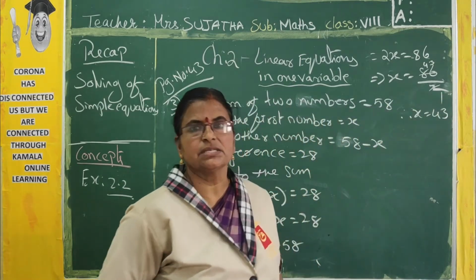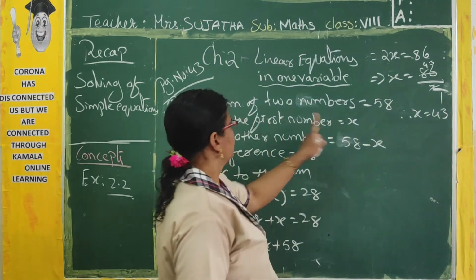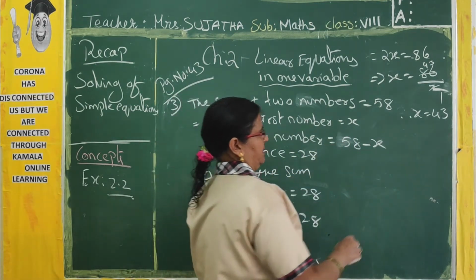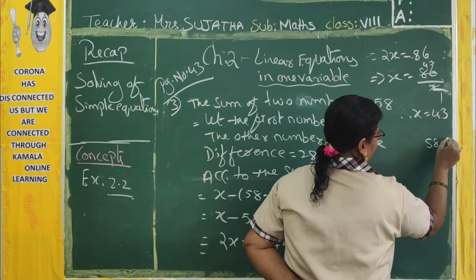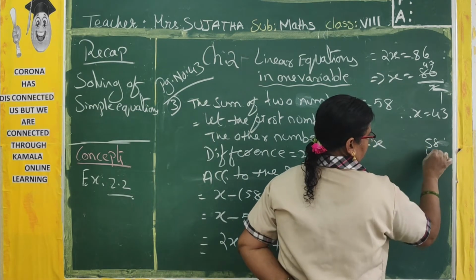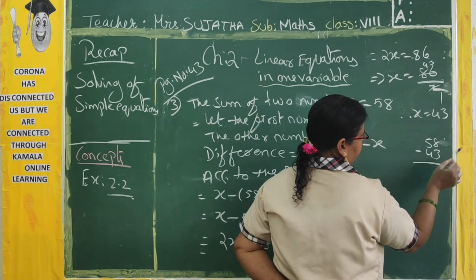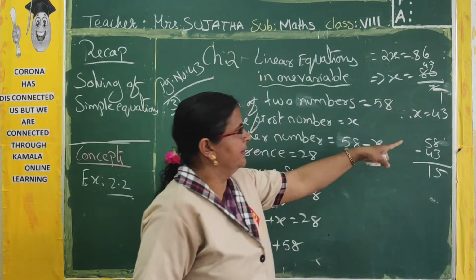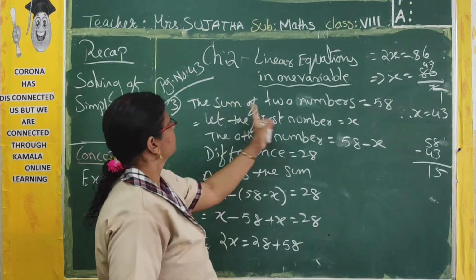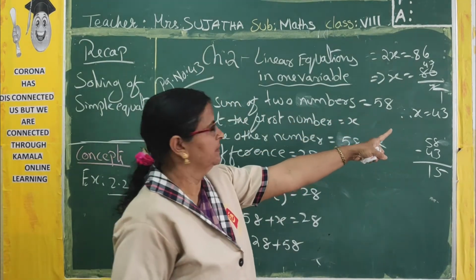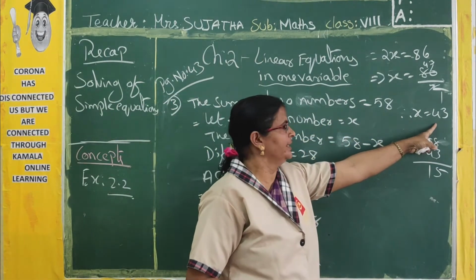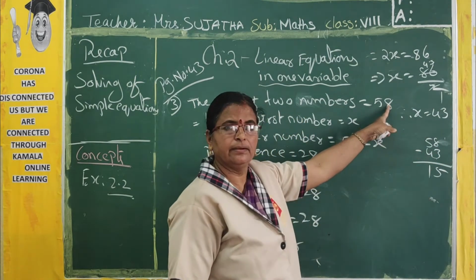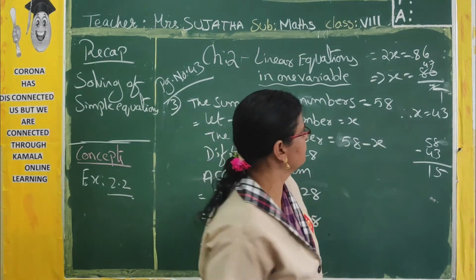We'll check whether our answer is right or wrong. So, the first number is 43. What is the second number? 58 minus 43. Now subtract it. 8 minus 3, 5. 15 we got. Now, if you add, what is the first step? The sum of two numbers should be 58. So, the first number is 43, the second number is 15. If you add these two, are you getting 58? Yes. So, what are the numbers now?